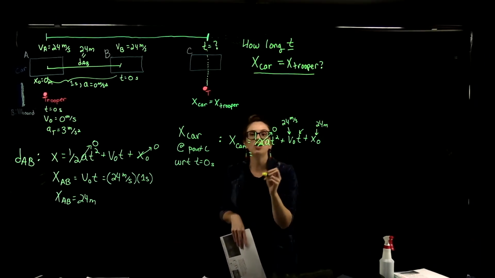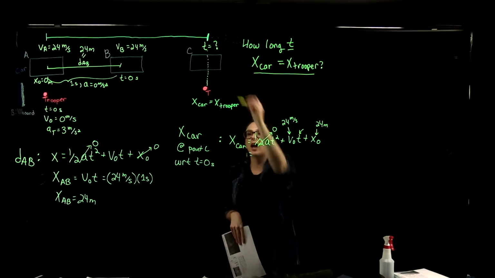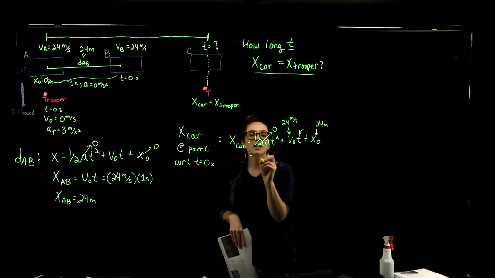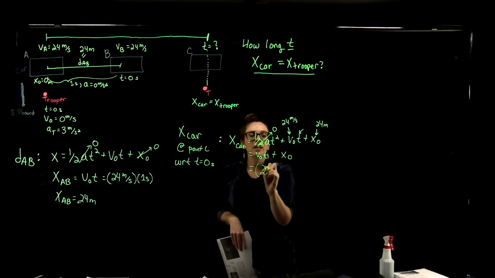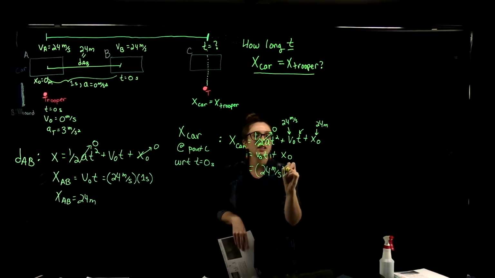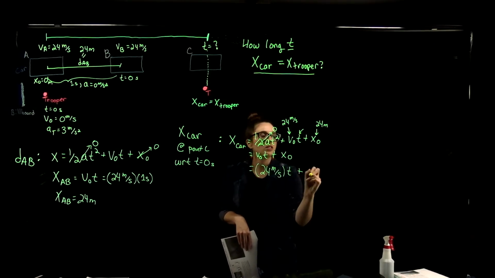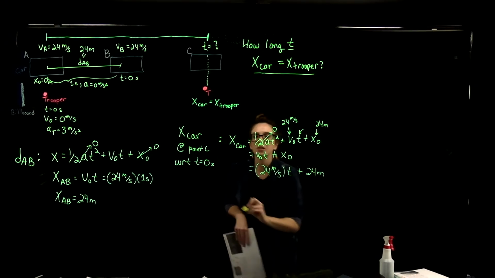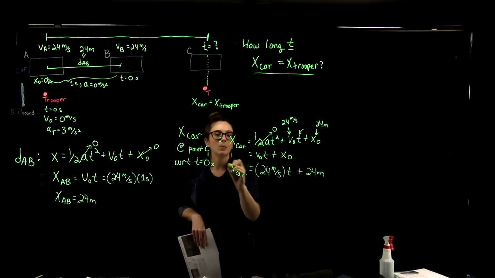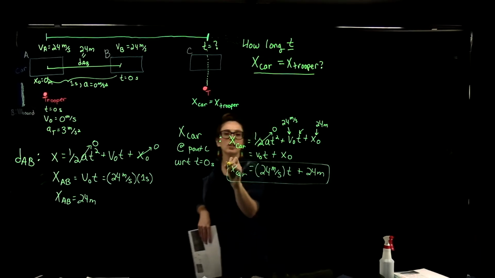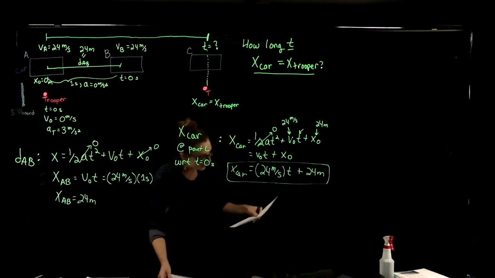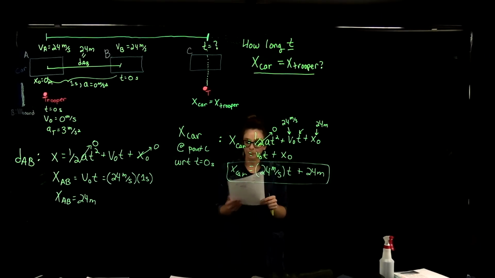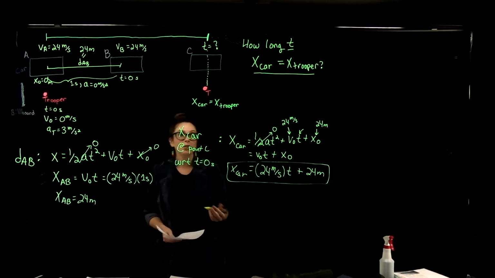So then I have an equation for the position of our car here at point C, and that is going to be V0t plus X0. So that's going to be 24 meters per second times time plus 24 meters. Okay. So I'm going to put a box around that because we're going to use that equation here again in a minute. Now we need to do the same equation for the trooper.